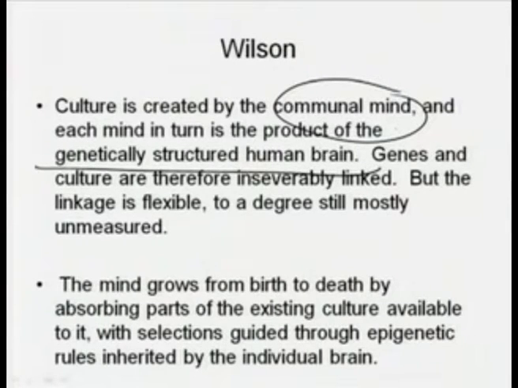are inseparably linked. Then Wilson also said that the mind grows from birth to death by absorbing parts of the existing culture available to it, with selections guided through epigenetic rules inherited by the individual brain. So, you see, even in Wilson's formulations, we find that biology becomes the reference point from which we try to understand culture. We are trying to understand culture through genes, through genetic inheritance, and we try to understand culture as created by a communal mind, and each mind is one that is a product of a genetically structured human brain.